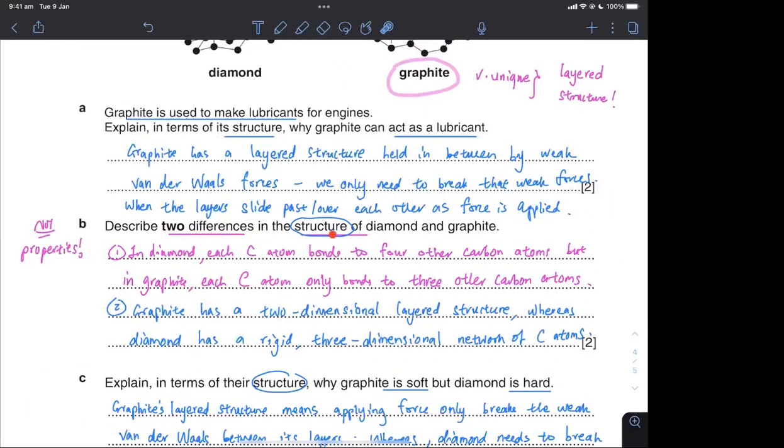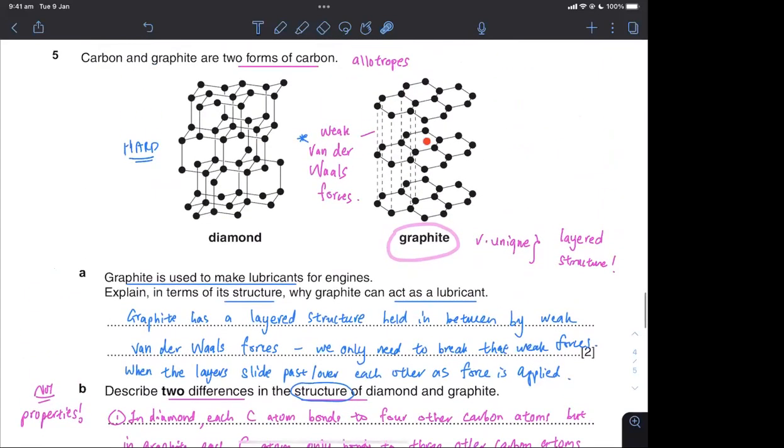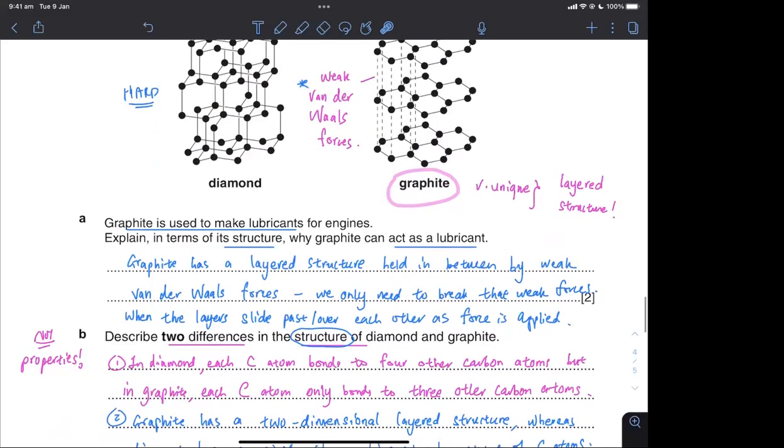Describing two differences in the structure. Now, this is one thing where people don't understand. This is not properties. You cannot talk about hard and soft. You cannot talk about conducting versus non-conducting. Structure, look at the structure. The carbon that is bonded to 3 other carbons, the carbon that is bonded to 4 other carbons. Difference number 1. Similarity, what is the similarity? They have covalent bonds between the carbon-carbon atoms. But they want differences. So what is the other difference? This one has van der Waals forces between the layers. This one doesn't have van der Waals forces between the layers. Go for the simple one.